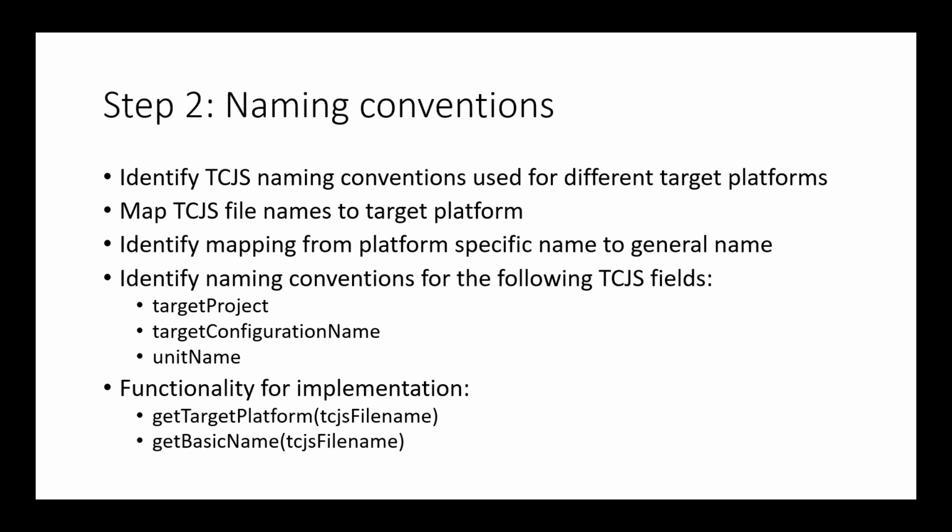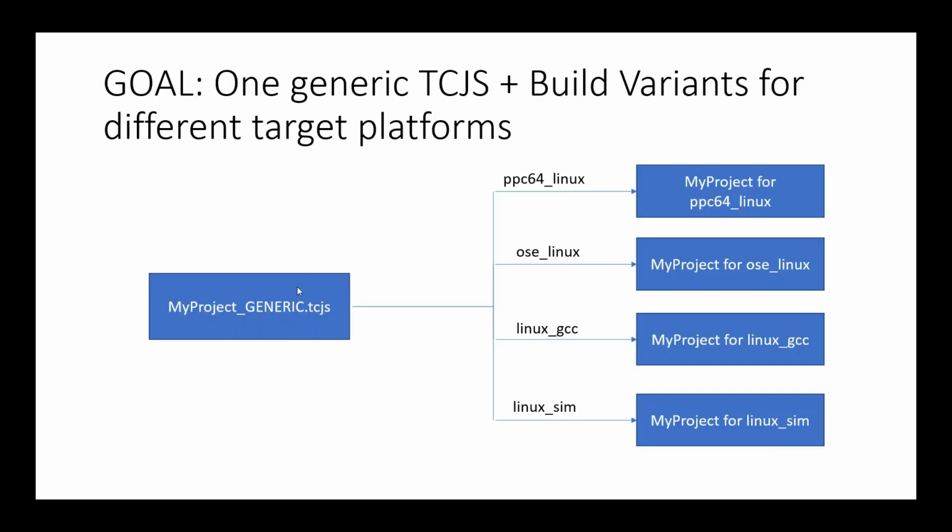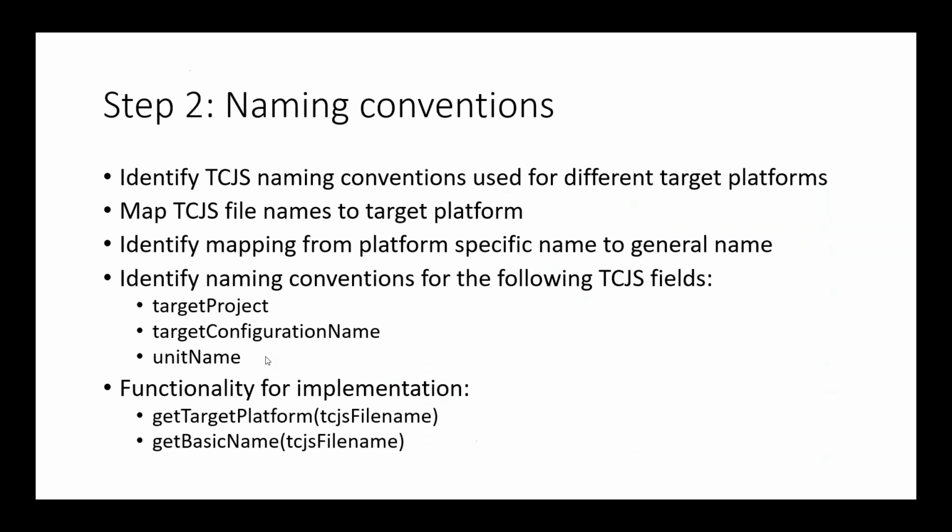Then you also need to identify the general name, because you don't want to keep this platform-specific name with the postfixes and prefixes, but you need to identify how you will extract the name that will be used for your generic one. So like this, my project. It was, for example, my project_OC_Linux, and you need to extract this my project.